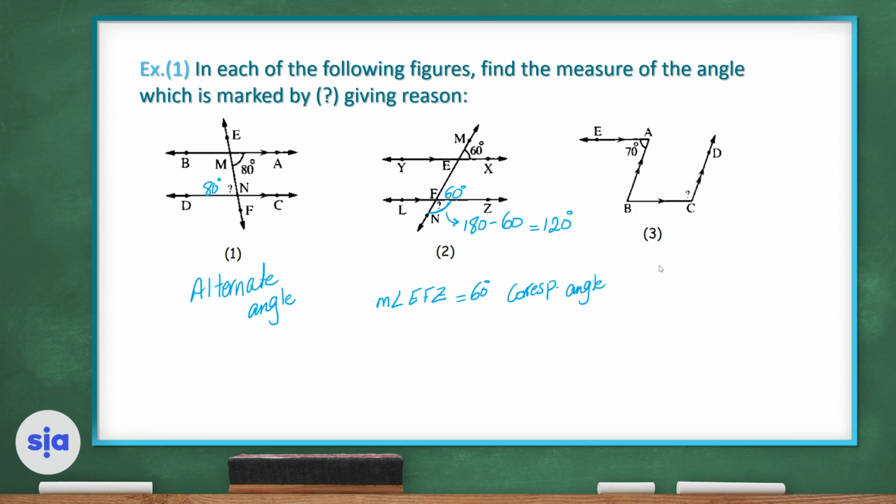For question 3, the measure of angle B is 70 degrees for being an alternate angle. And the measure of angle C is 180 take away the 70, which is equal to 110 degrees, for interior angles on the same side of the transversal.